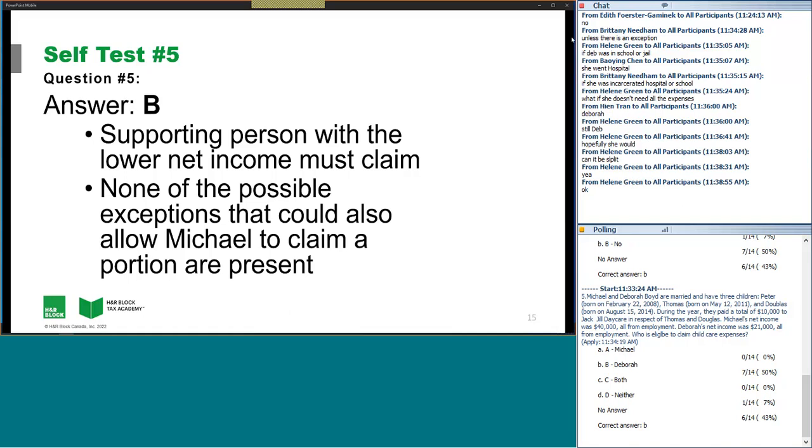Okay? But yes, at the end of the day, if she had $2,000 of income and $10,000 of child care, the most benefit she's going to get is a reduction of $2,000 in income and an increase of $2,000 on the spousal amount. So the rest of it would be wasted.